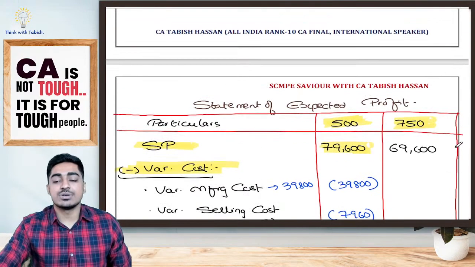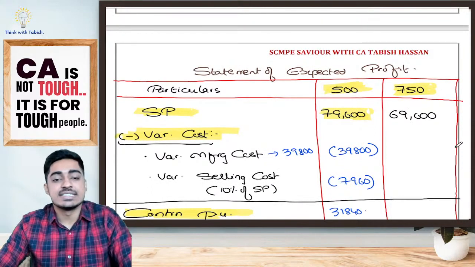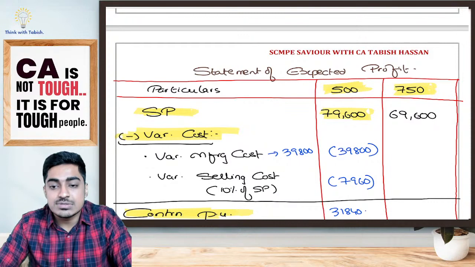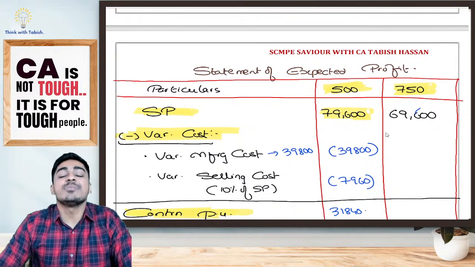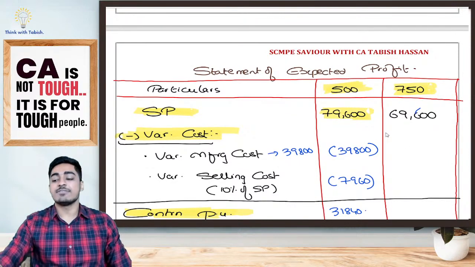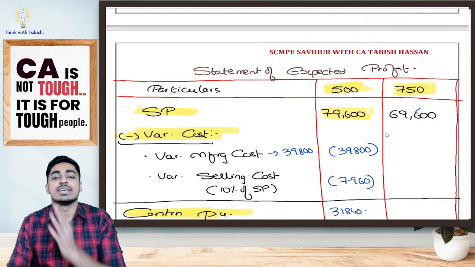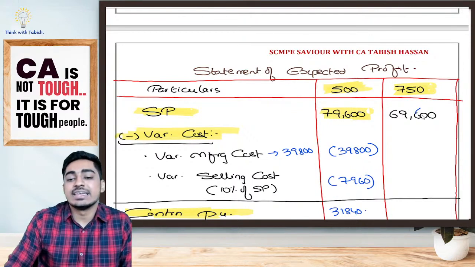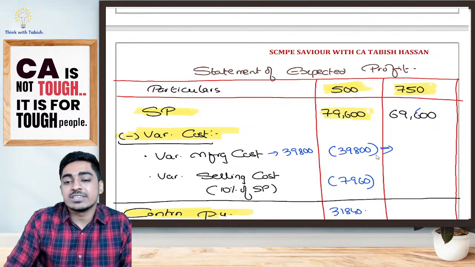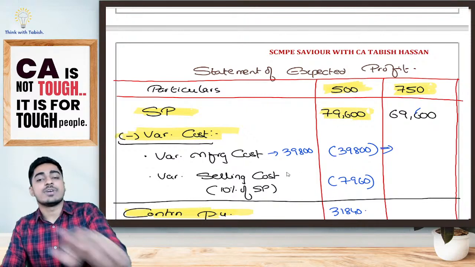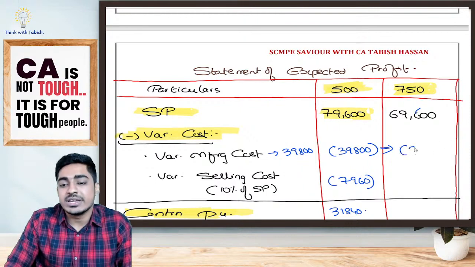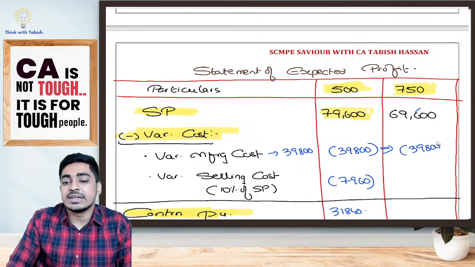Second case, let us look at the second case. Selling price is 69,600 rupees. Variable manufacturing cost: we have the basic assumptions of marginal costing. If nothing is given, variable cost will be the same. Nothing is given about variable manufacturing cost, so whether you produce 500 units or 750 units, to produce a tablet the cost will be 39,800 only.